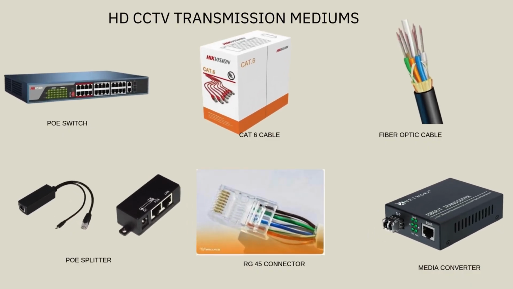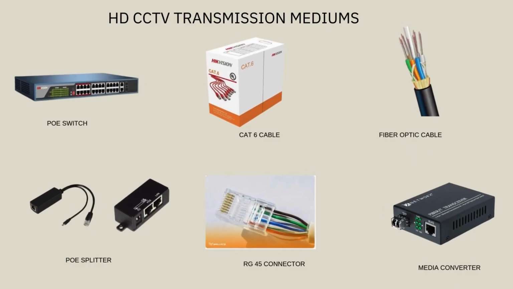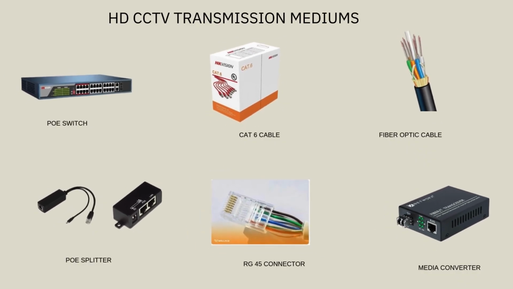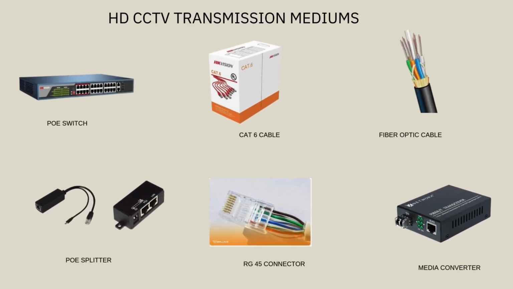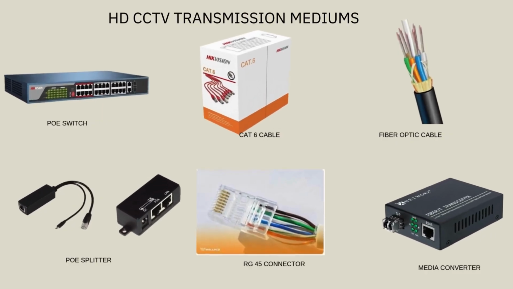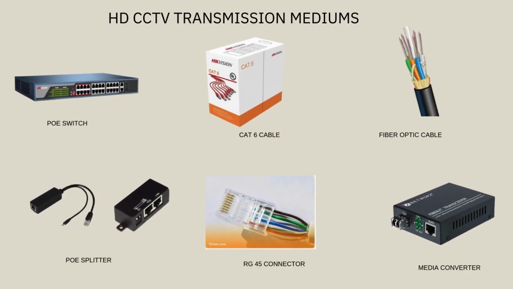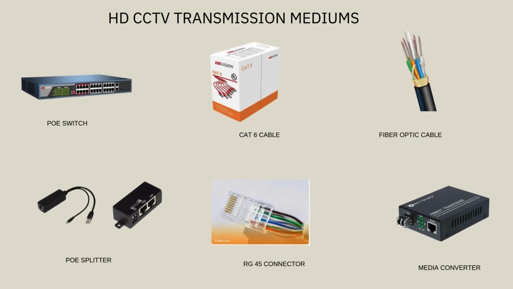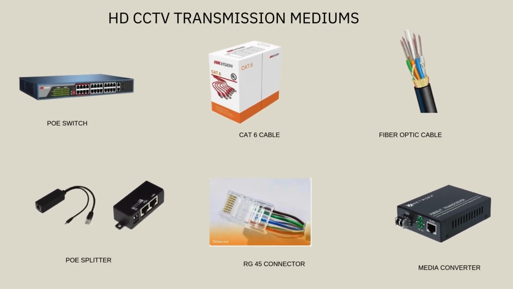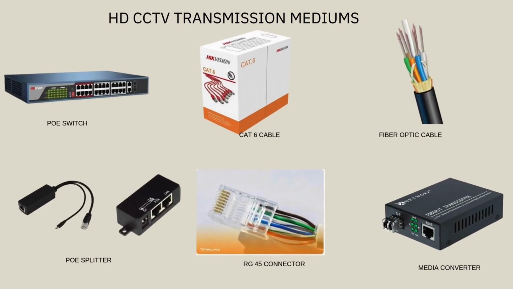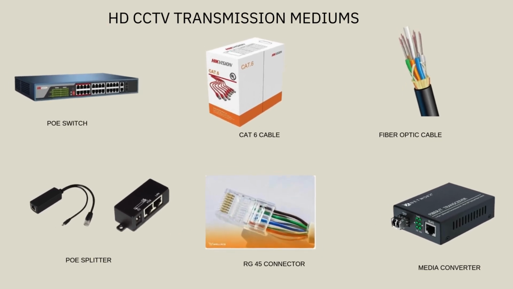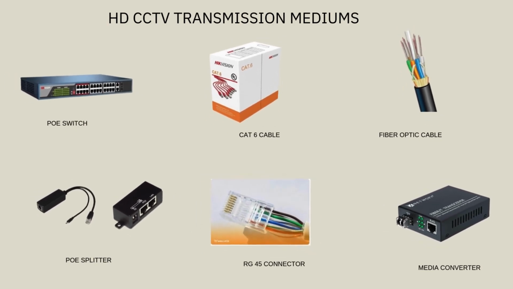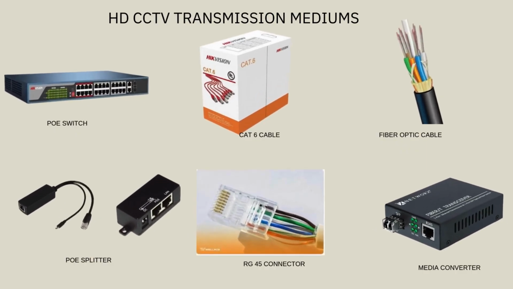But for the IP solution, this is the HD IP digital camera solution. This is the solution you have to use to do the transmission. You use network cable, Cat6 cable. You can use a PoE switch for power over Ethernet. You use fiber optic cable with media converter, and that's the RJ45 connectors. You terminate your cable, you crimp it, or you use your PoE splitter. These are all for IP solution, right?